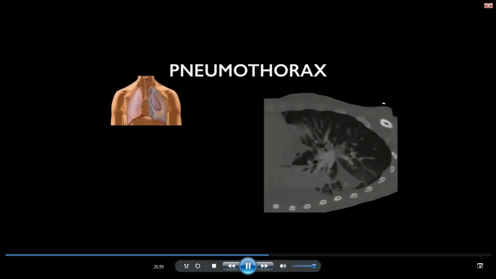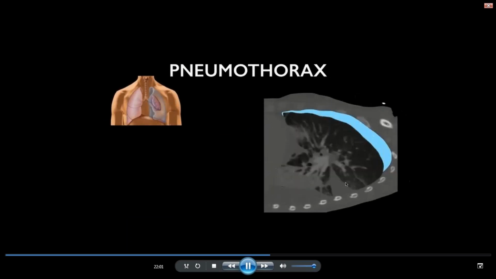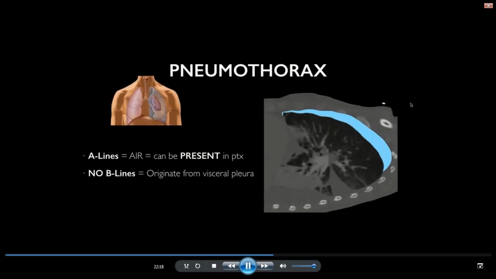What about the other artifacts in patients with pneumothorax? What does one expect with the A lines or the B lines? So here is pneumothorax, and there's air in the pleural cavity. One expects to see in those patients the presence of A lines, because remember, A lines are caused by reverberation of air. However, in a patient with pneumothorax, you would not expect to see B lines.